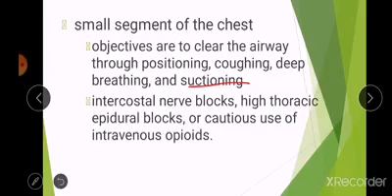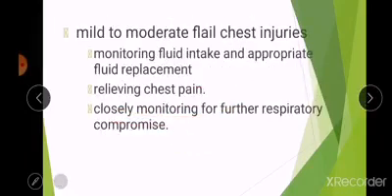And dahil may pain si client, we need to have your pain management using your intercostal nerve blocks, tapos your opioids. Those are pain relievers. With your mild to moderate flail chest injuries, ayan, we need to monitor fluid intake and appropriate fluid replacement.